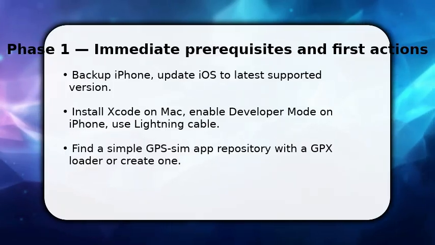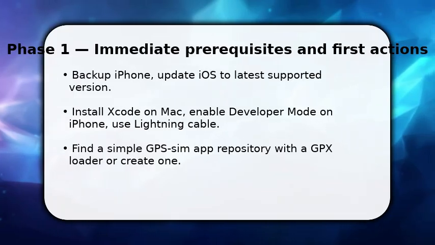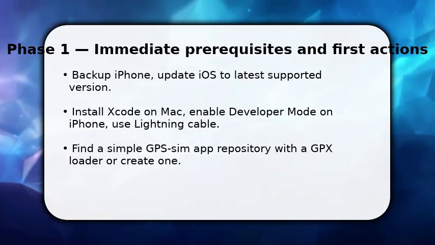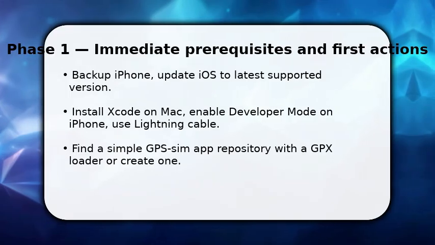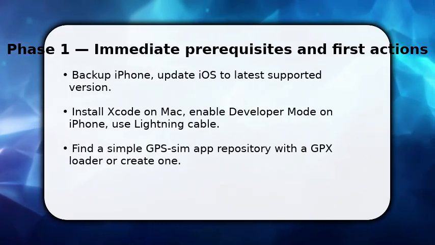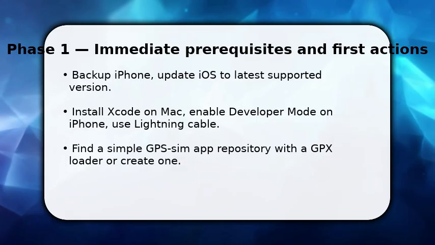You start by preparing your iPhone and Mac. This prevents data loss and avoids version conflicts. Once done, install Xcode on the Mac and enable developer mode on the phone. This lets you run unsigned apps for testing.